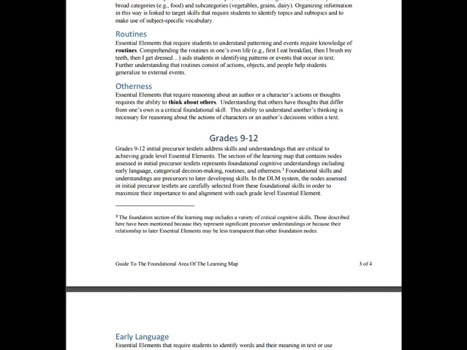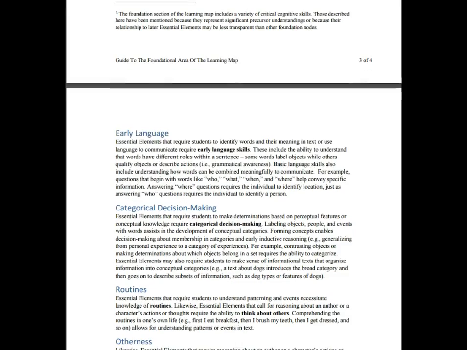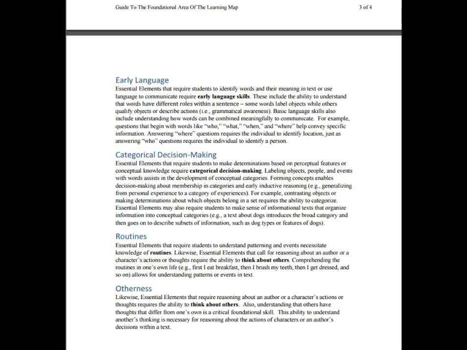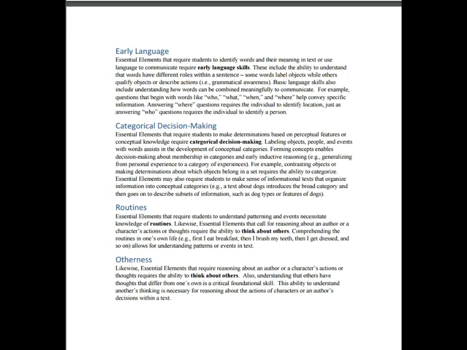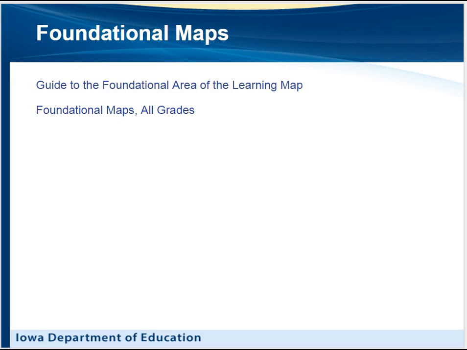Otherness, thinking about others. Early language, decision making. All of these kinds of things. So this is a document that explains some of these initial precursor items that appear on the foundational map. That document that I just very quickly walked you through was this guide to the foundation area of the map. And I'm going to quickly cut to the foundational maps just to give you a little bit of a visual on what that would look like.